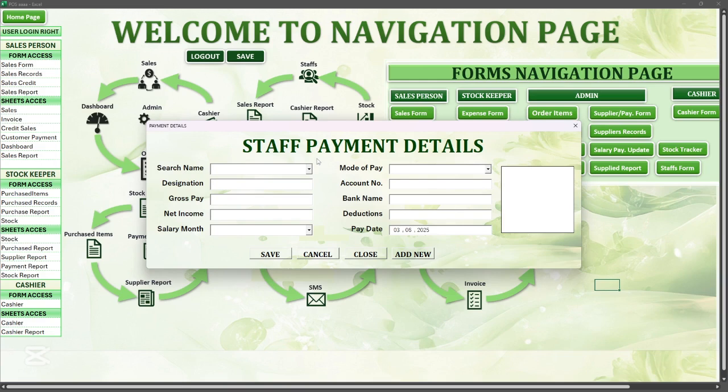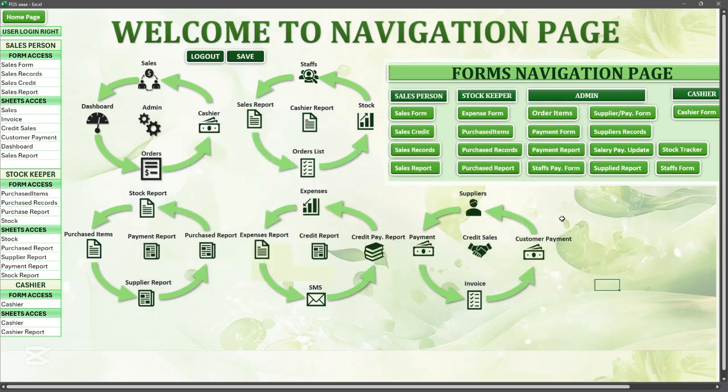Then we have staff. So this is staff payment. So here, if you want to pay your staff, when you select the name of the staff, all the information will be populated here. You just have to select the month you are paying the staff, and if you want to make any update in the salary or whatever, you can also make the update, and you can also add new.